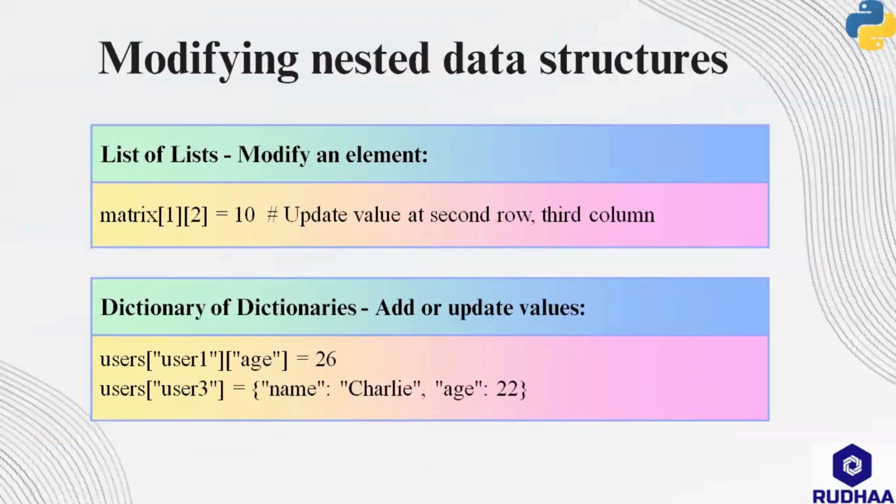Next, modifying the nested data structures. You can modify or update the data. Here you can give the specific value that is to be updated, in which row and which column. Suppose matrix[1][2] = 10, it will modify the element present in the second row, third column to 10. Similarly, users["user1"]["age"] = 26. Here we are also adding another user: user 3 equals name Charlie, age 22. These values will be added to the previous dictionary.